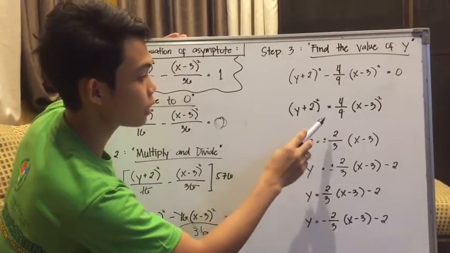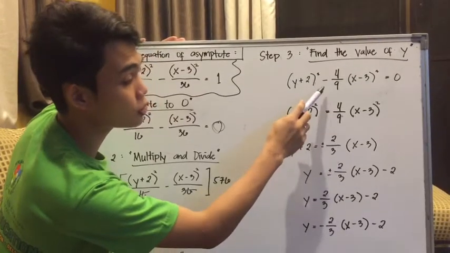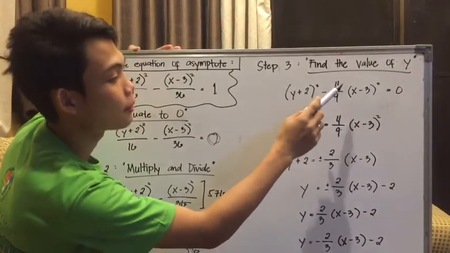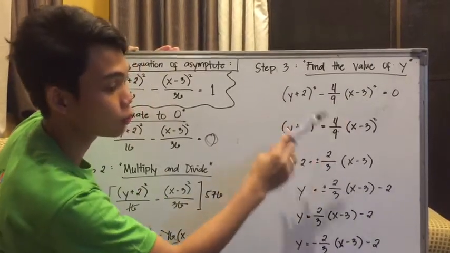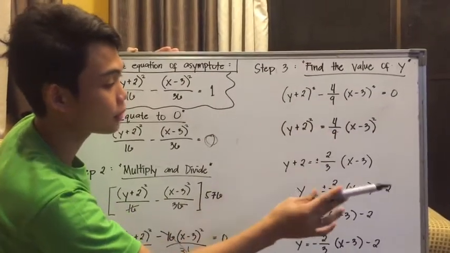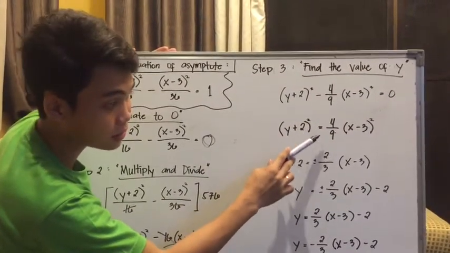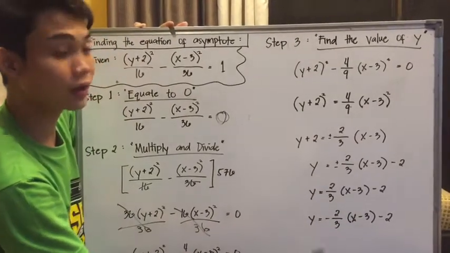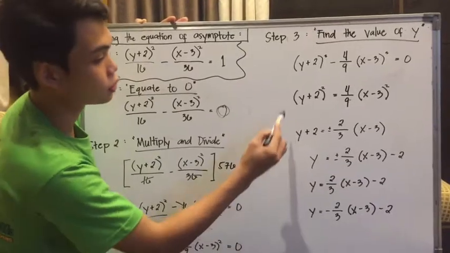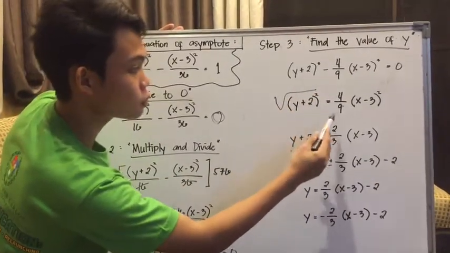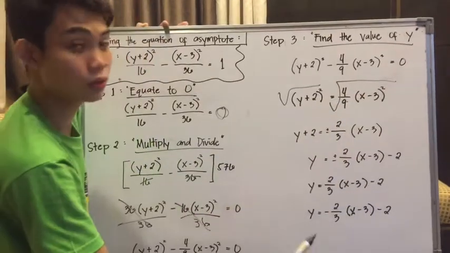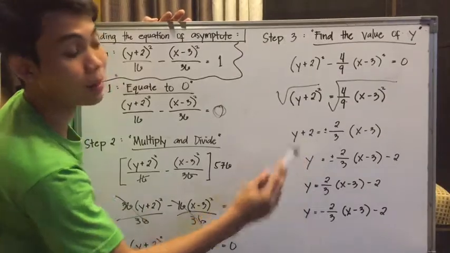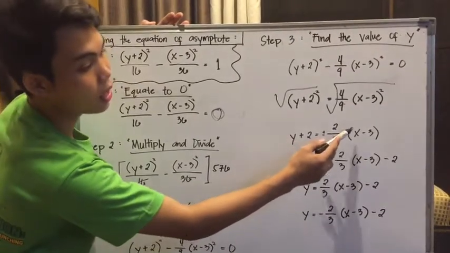So y plus 2 squared minus 4 over 9 x minus 3 squared equals 0. We transpose this to the other side. So it will become y plus 2 squared equals positive 4 over 9 x minus 3 squared. So we have to find the roots in order to eliminate the exponents. So the square root of y plus 2 squared and the square root of 4 over 9 x minus 3 squared. So it will become y plus 2 equals plus or minus 2/3 x minus 3.